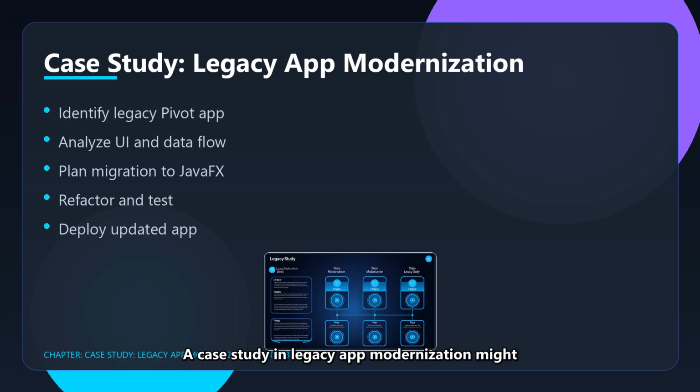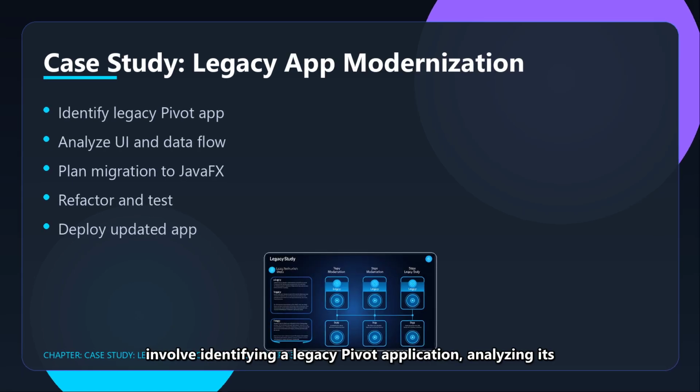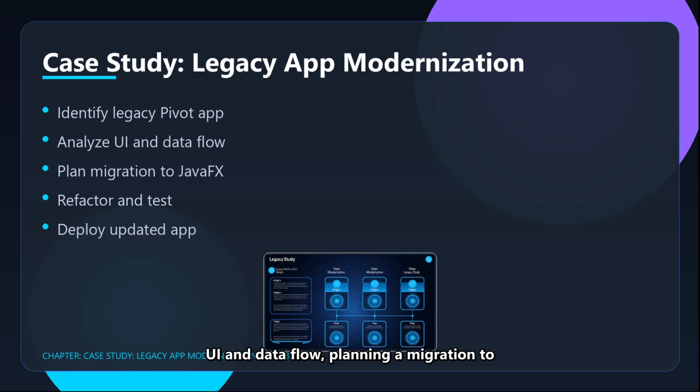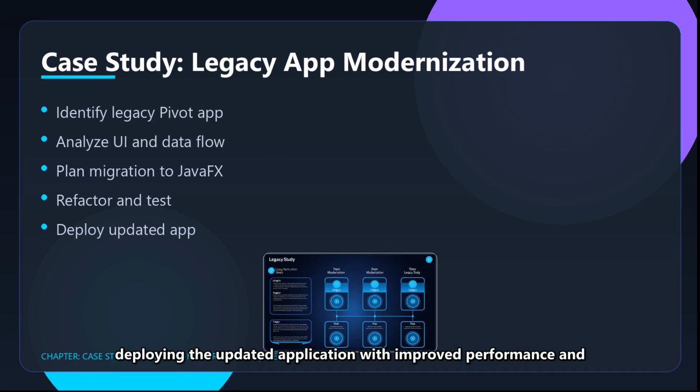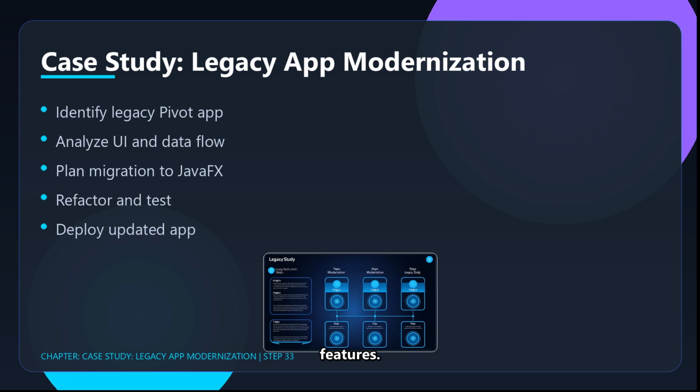A case study in legacy app modernization might involve identifying a legacy Pivot application, analyzing its UI and data flow, planning a migration to JavaFX, refactoring and testing the new version, and deploying the updated application with improved performance and features.